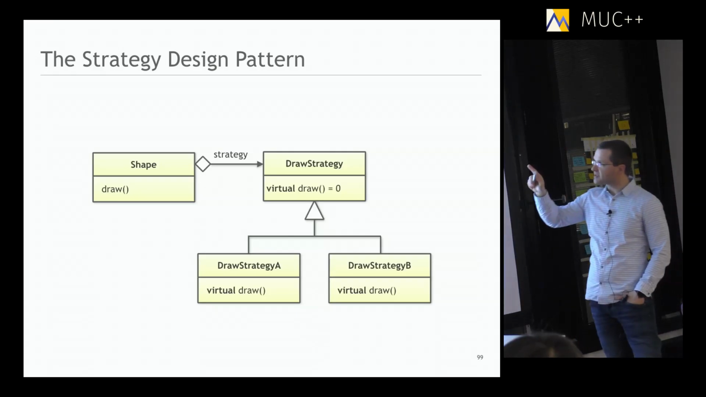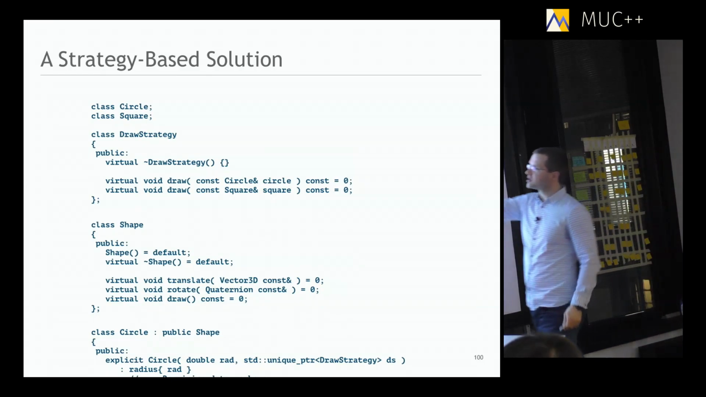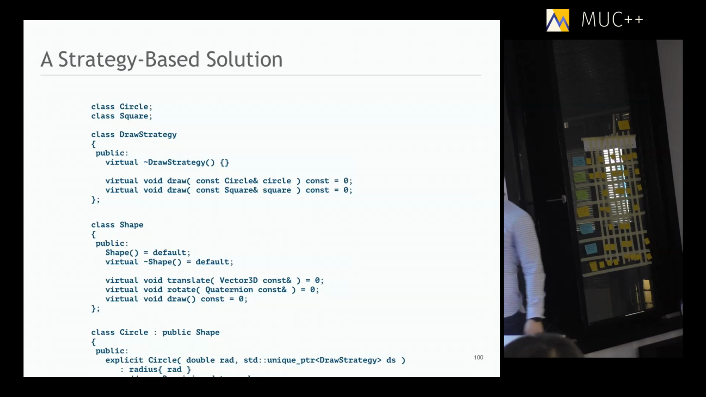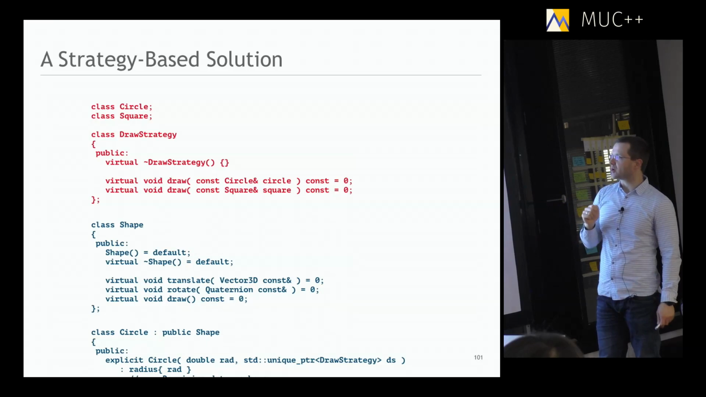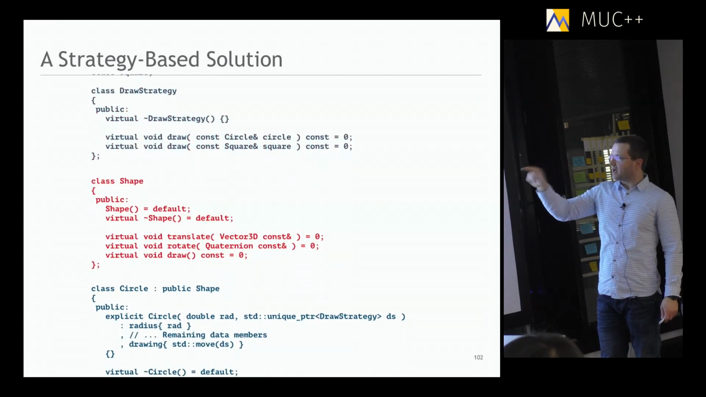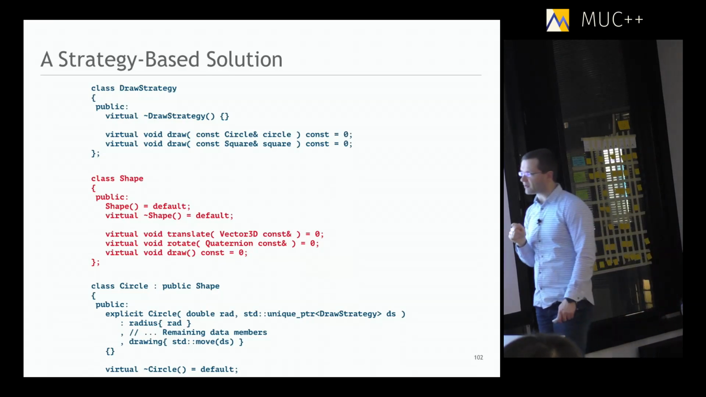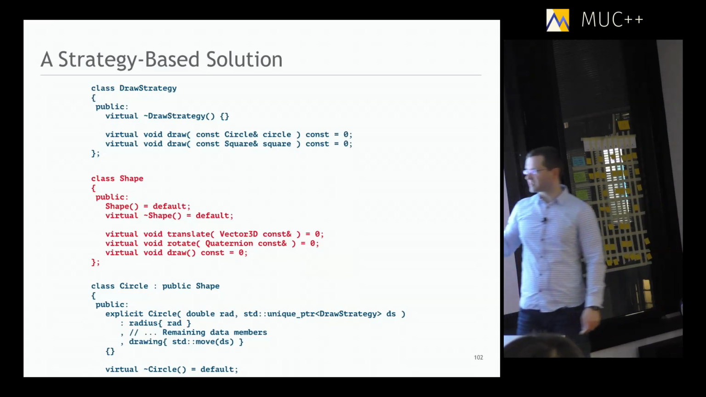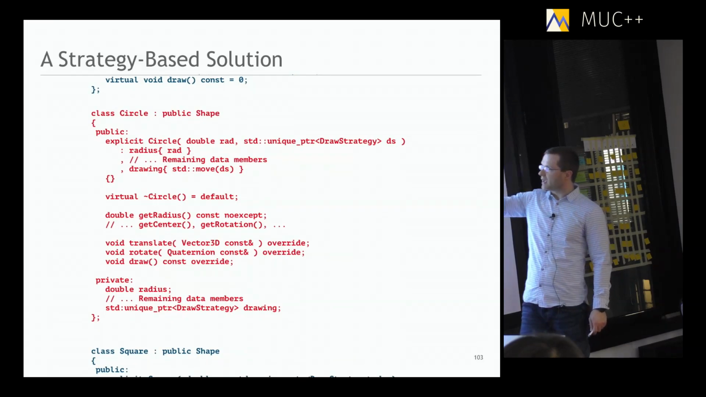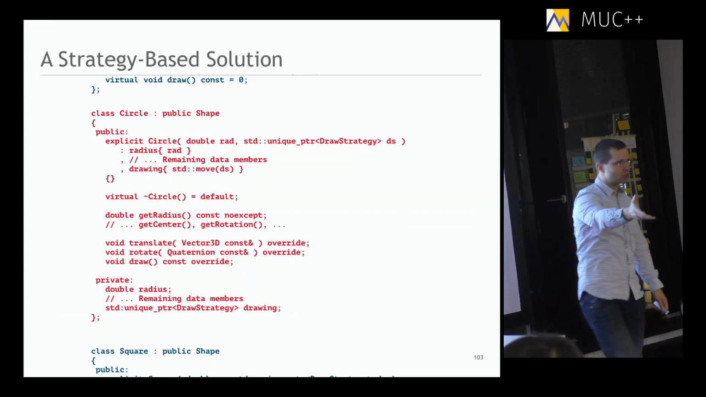So now let's apply strategy to the problem we have. First of all, I start with a base class, the draw strategy. This again knows about circles and squares. This is about drawing only. Now, a shape, the base class, has the virtual translate, rotate, and draw function. In this solution, these functions are not separated, but they will be configured at runtime, as you see in the circle. The circle in its constructor does not just get the radius and potentially other values, but also one of these strategies. Here, this is how you should draw yourself.